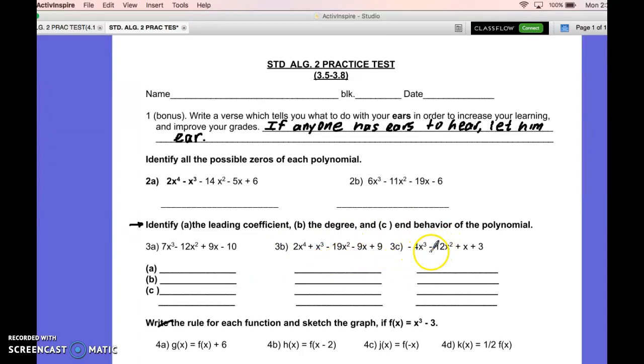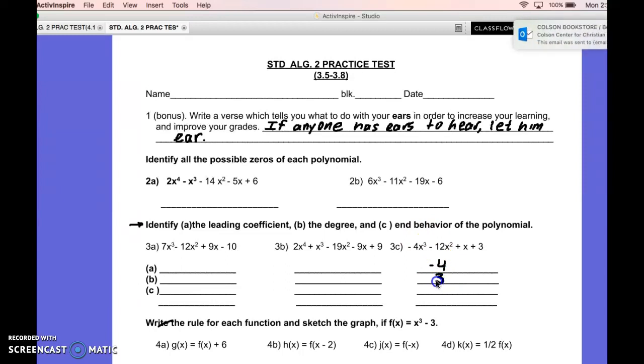All right, let me go to this one here. Leading coefficient would be the number before the highest exponent term, which would be, highest exponent is x cubed, and the number before that is the leading coefficient. It's -4. The degree, so it's going to be the highest exponent, which is 3.